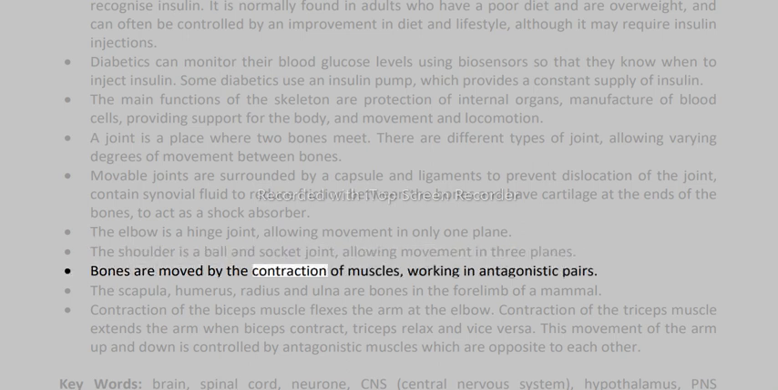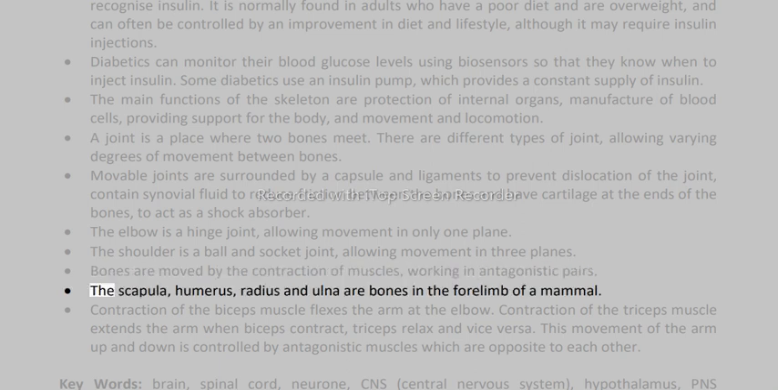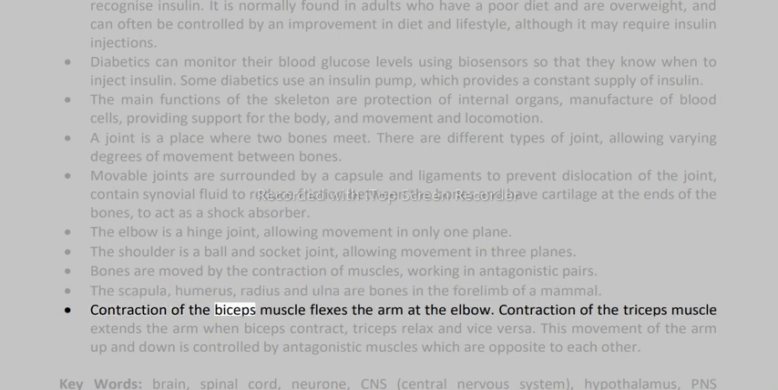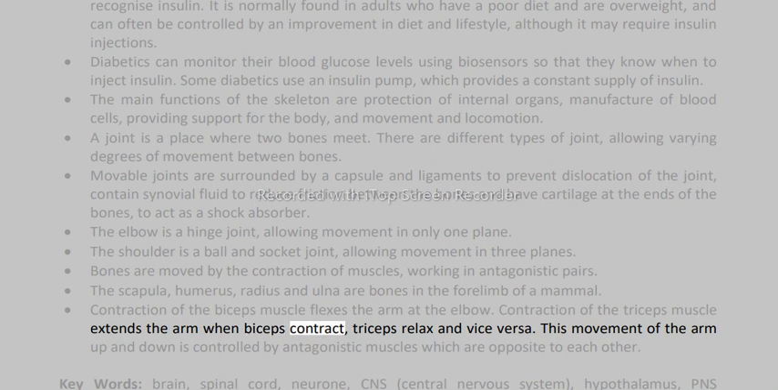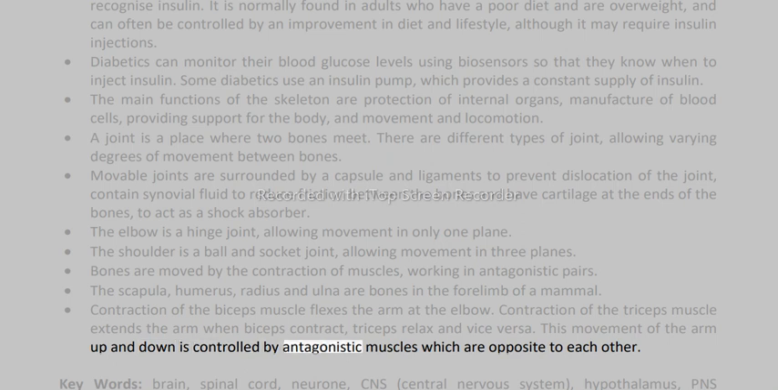Bones are moved by the contraction of muscles, working in antagonistic pairs. The scapula, humerus, radius, and ulna are bones in the forelimb of a mammal. Contraction of the biceps muscle flexes the arm at the elbow. Contraction of the triceps muscle extends the arm. When biceps contract, triceps relax, and vice versa. This movement of the arm up and down is controlled by antagonistic muscles which are opposite to each other.